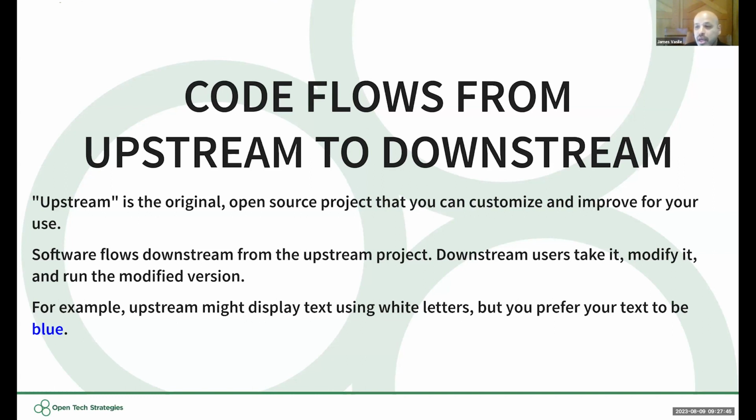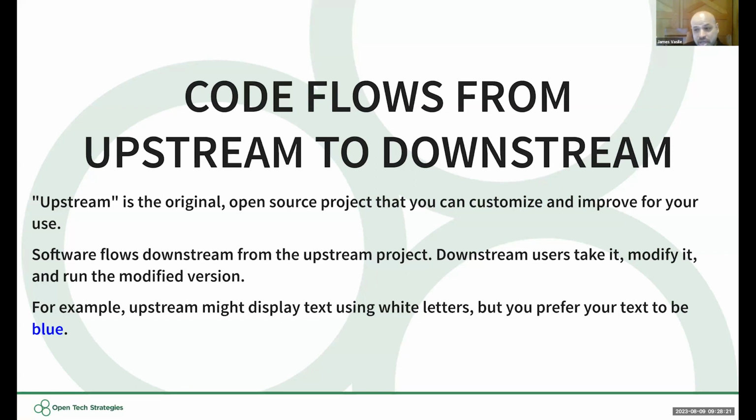And when you take that upstream work, you can just take it and run it as is if you want to. You could also modify that product and run the modified version. So you would be downstream from the upstream project running a modified version. For example, if upstream displays text using white letters, but for some reason white letters don't work for you, you prefer your text to be blue, you can just change your version of the software to display text in blue. And upstream will continue producing software that works for them with white letters, and you as downstream will get software that works better for you using blue letters.